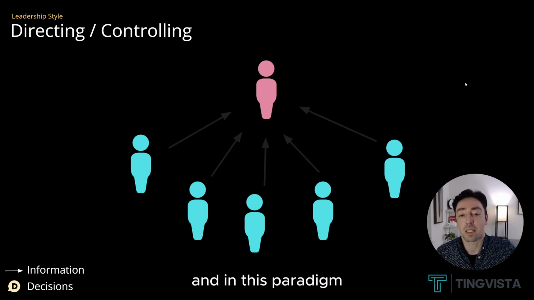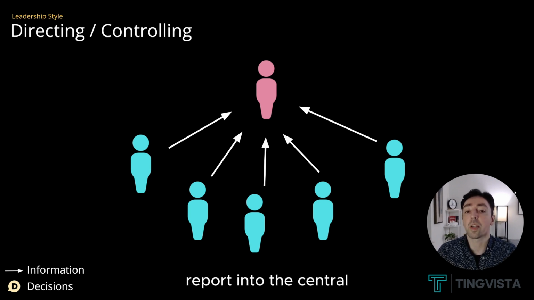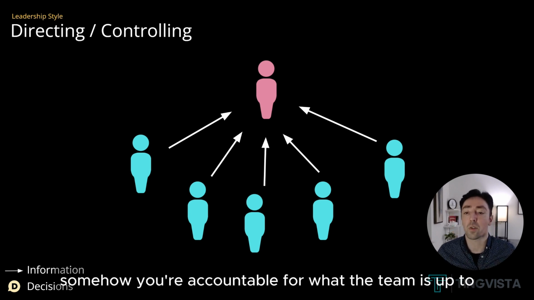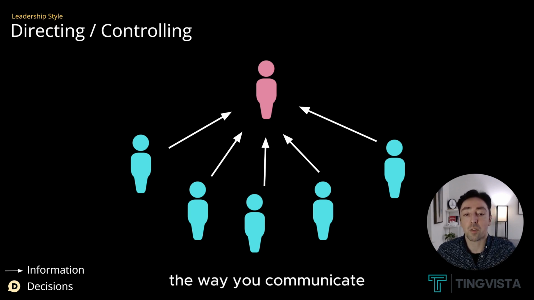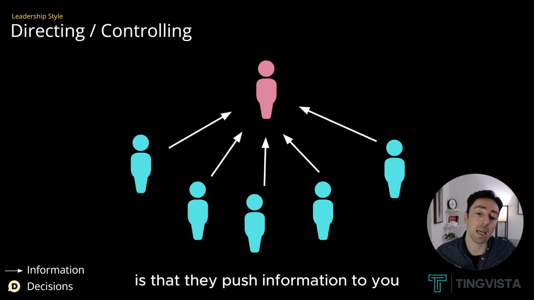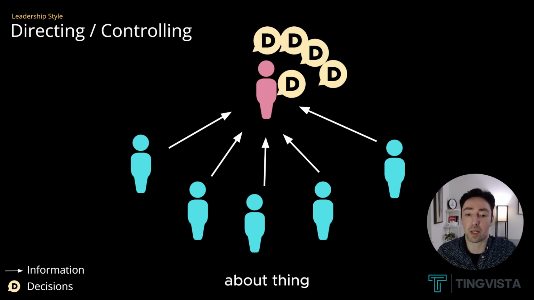And in this paradigm, essentially the model is the people on the team report into the central governing person. And for our illustration, that's going to be you. Let's say you're their manager, or you're the project manager, or somehow you're accountable for what the team is up to. And in this way of leading, the way you communicate, the way you expect others to communicate with you on the team is that they push information to you so that you can gather the facts and you're the one making all the decisions about things. And this is a very old and common way of leading.